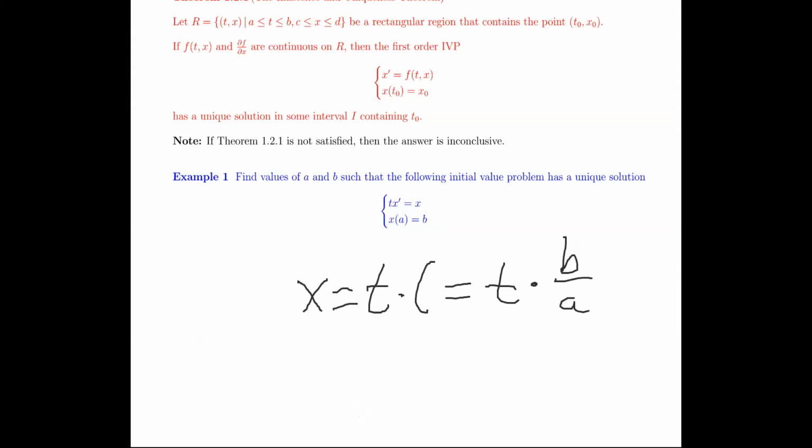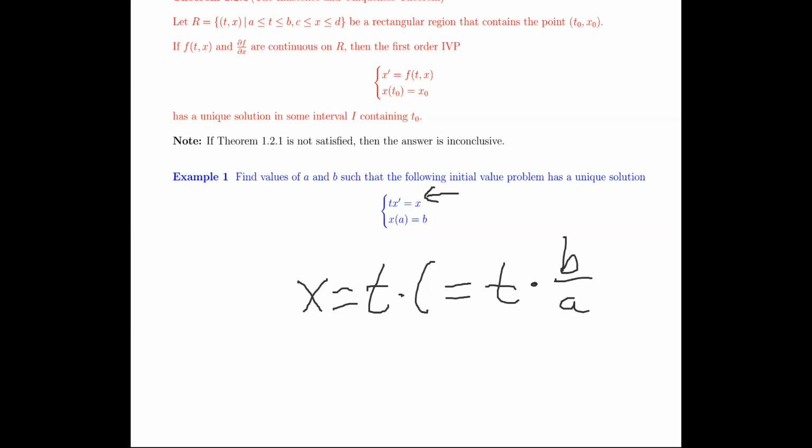So here is the solution to our initial value problem. Notice that if we do plug this in, we'd have x is t times c, or b over a times t. And then the derivative, x prime, is just b over a. But if we multiply that by t, we get back to what x was. So that does, in fact, solve that differential equation.